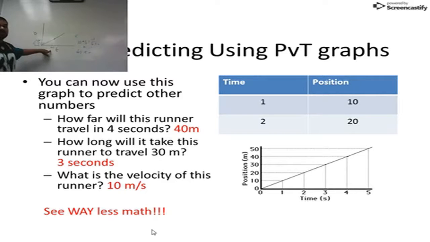Up and down, over the left and right. There you go. And then the negative will tell you if it's coming towards or away from the origin. If you have two things, the thing with the greater slope has more velocity. There you go.